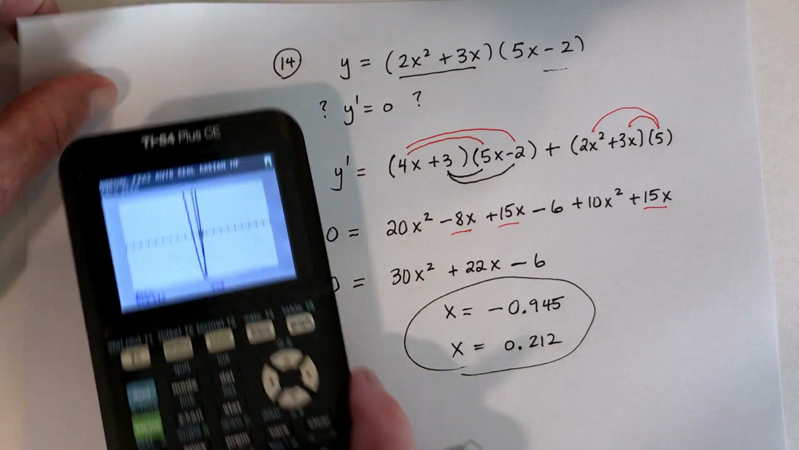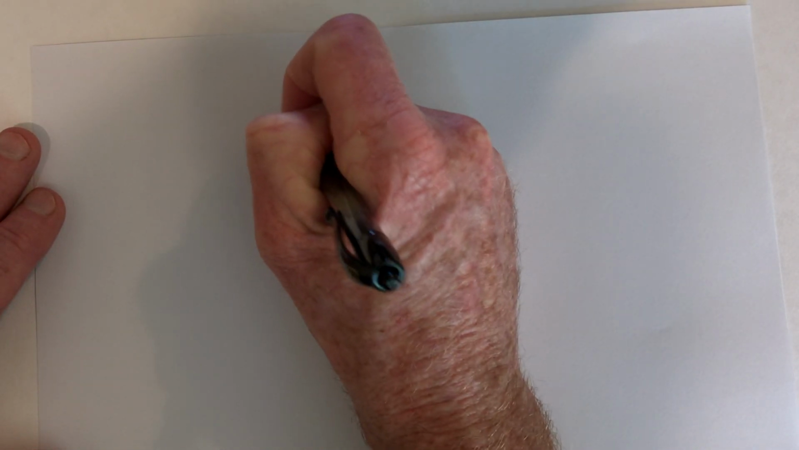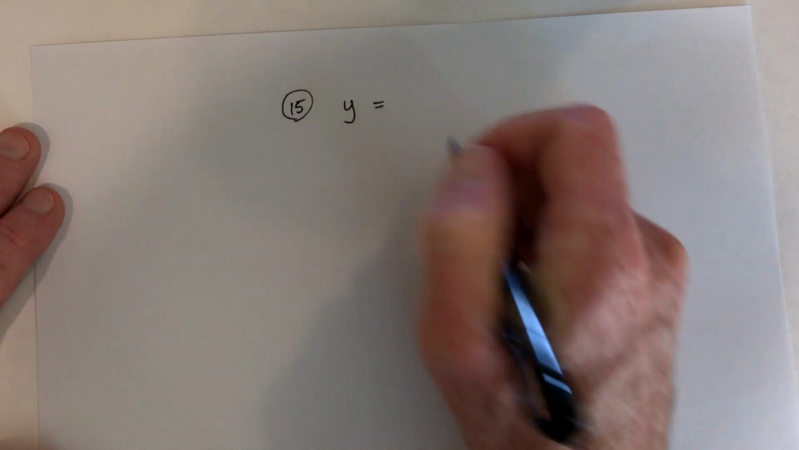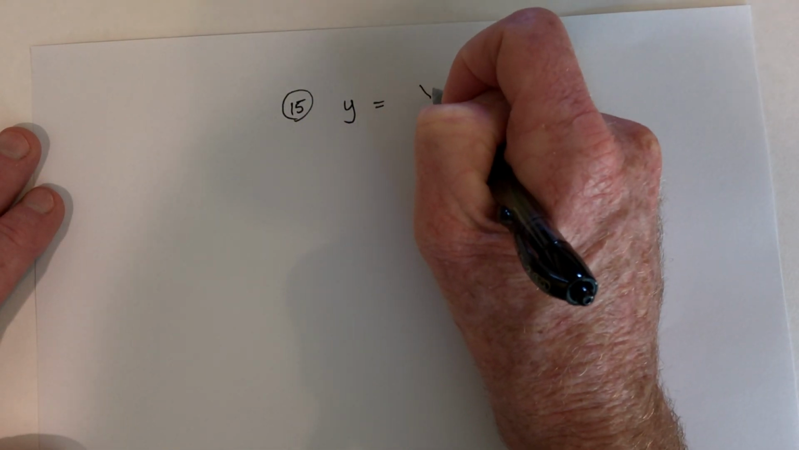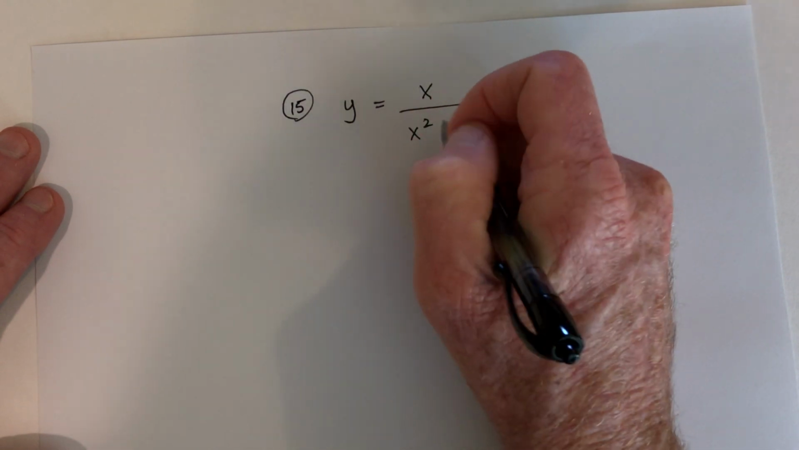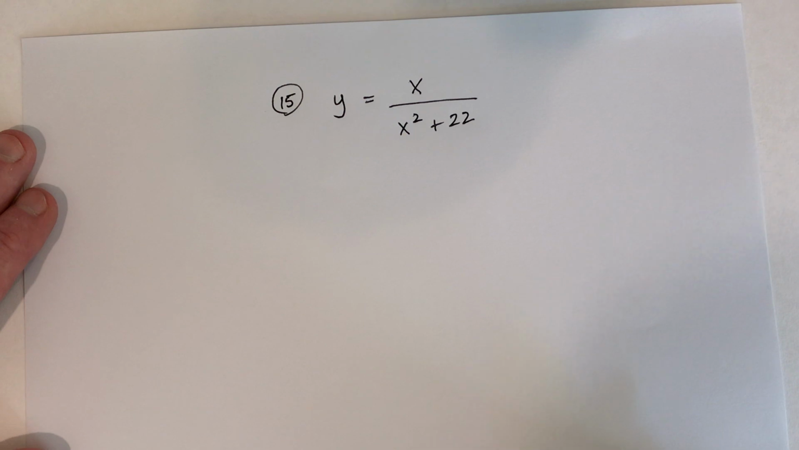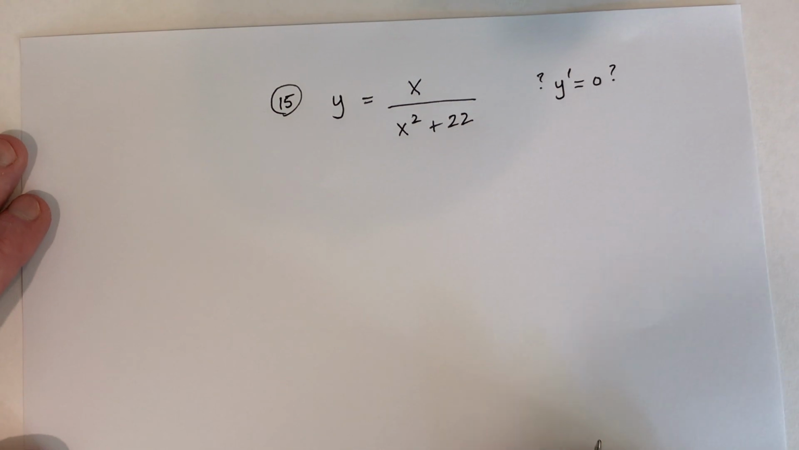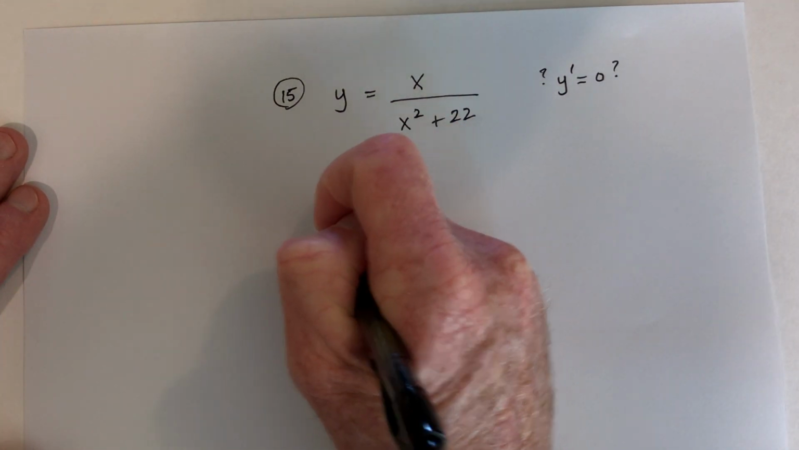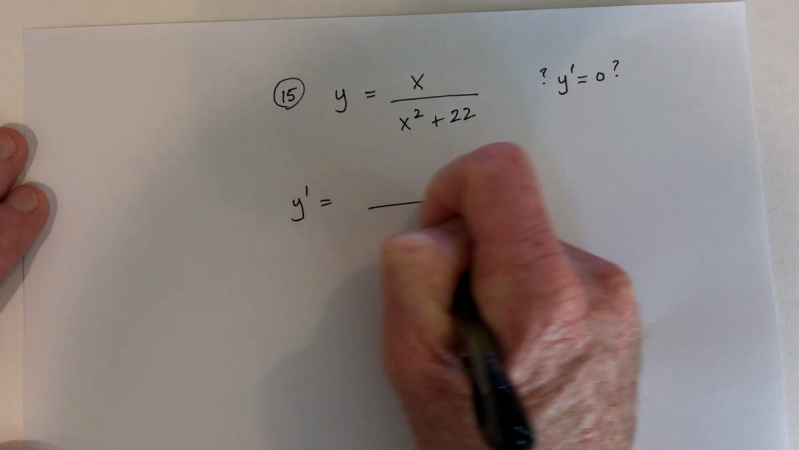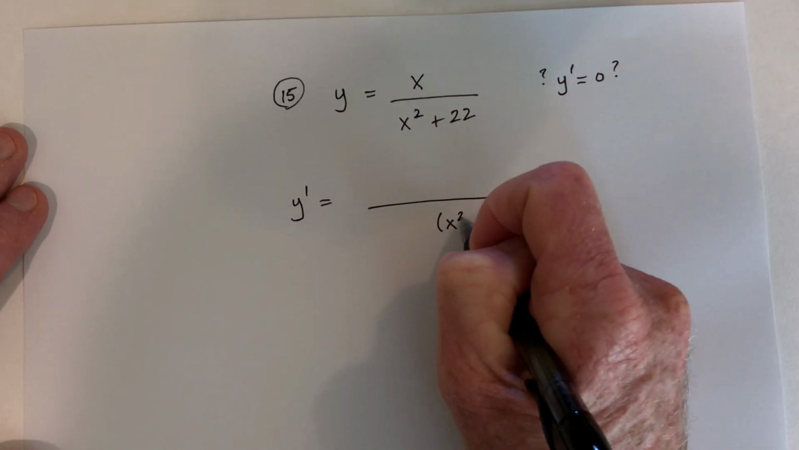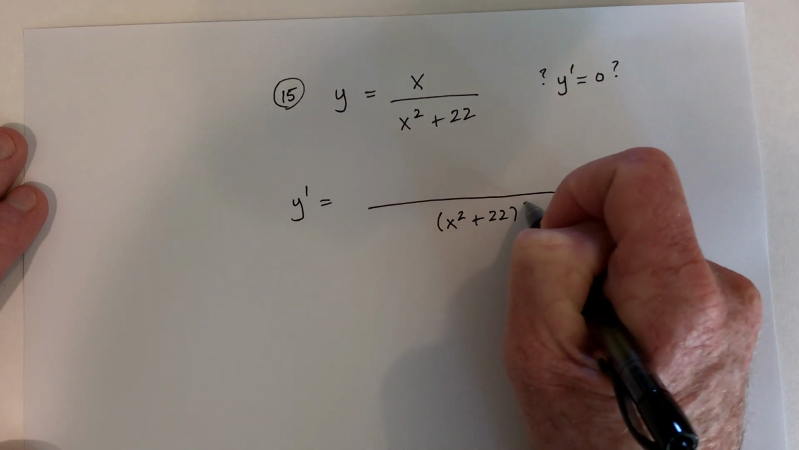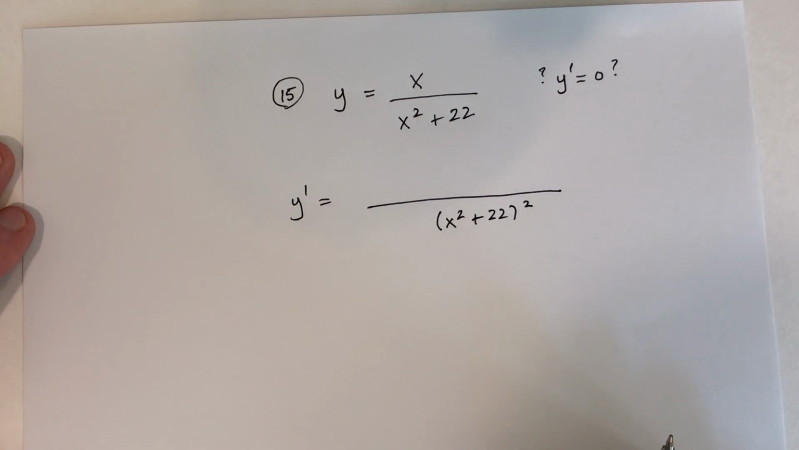Okay, now we need to do one with the quotient rule. And this is the last example for today. So if you have a quotient like x over x squared plus 22. So again, where does the derivative equal 0 is the question. And for this, we need to use the quotient rule. So y prime equals, and then just make a big fraction, copy down the bottom, put parentheses and squared, and now the bottom's done.